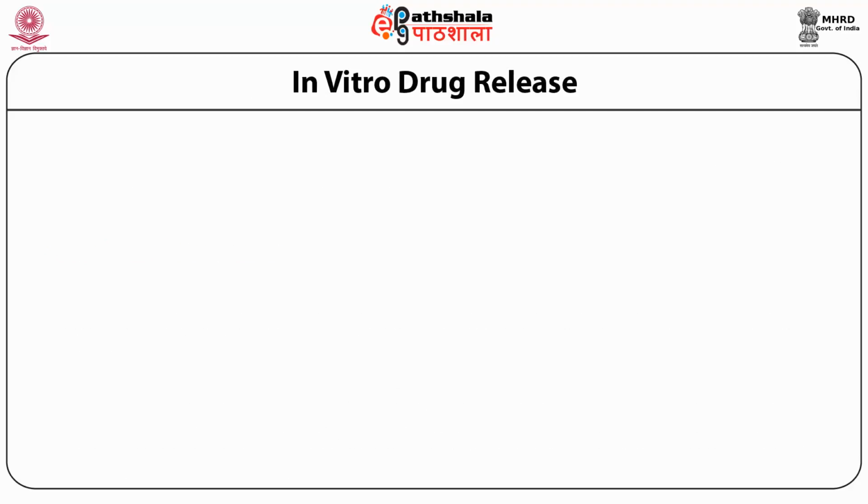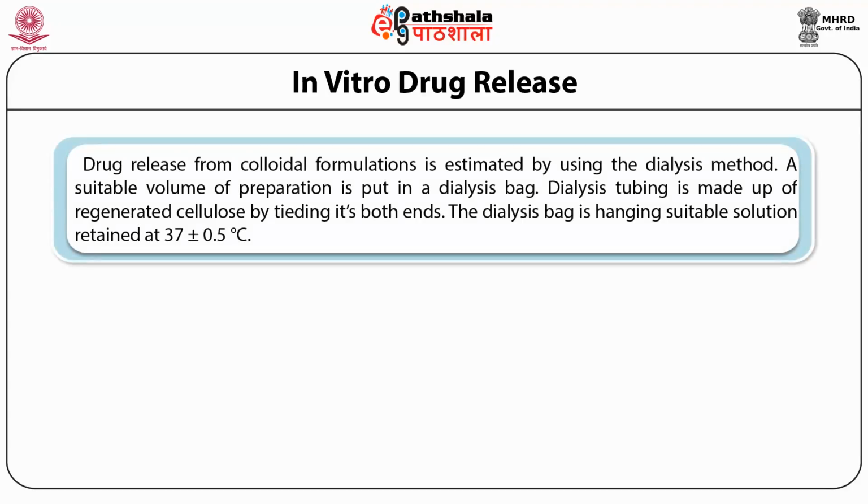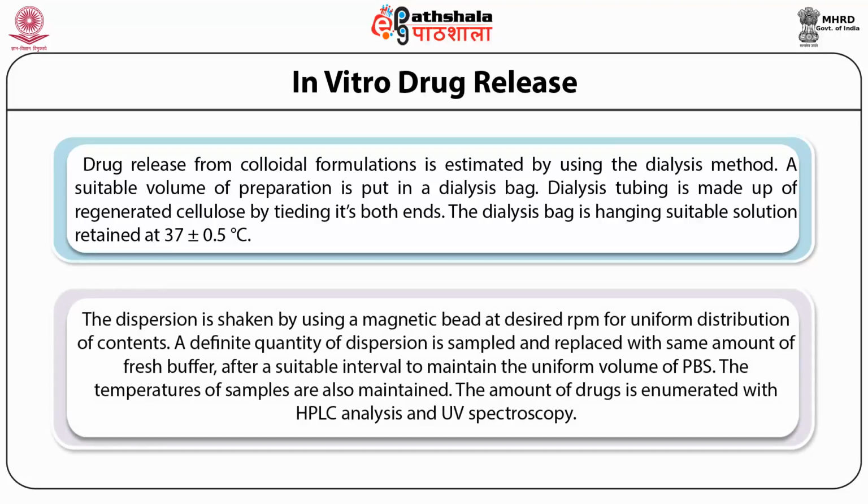Now, in vitro drug release study is a very important study. In this case, the drug release from the colloidal formulation is determined by using the dialysis method. A suitable volume of the prepared sample is put in a dialysis bag. Dialysis tubing is made up of regenerated cellulose, tied at both ends. The dialysis bag is hung in a suitable solution and retained at about 37 plus minus 0.5 degrees centigrade. The dispersion is stirred by using a magnetic bead at a desired RPM for uniform distribution of the contents.